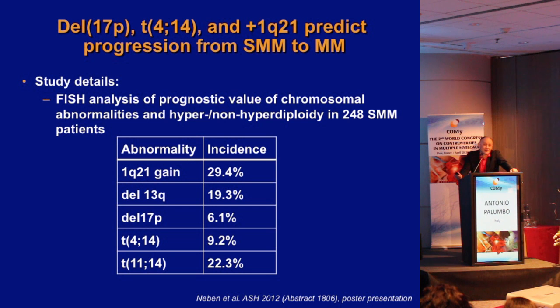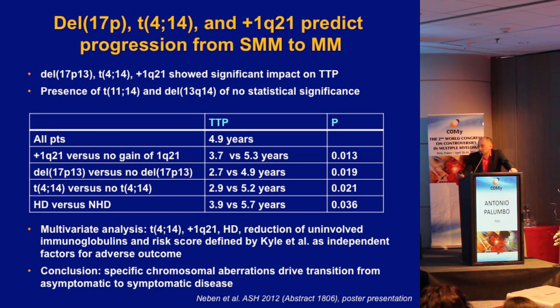Another story, of course, is that of a high-risk or standard-risk patient. If you have 1q, 29% incidence, this is probably not so relevant. The most important still are these three: deletion 17, 4;14, and I would probably add 14;16. So the presence of chromosomal abnormalities is, of course, telling us that there is a higher risk of transformation. So this is, once again, one of the parameters that might give us a sort of tool to define where we probably have to start early on a treatment.